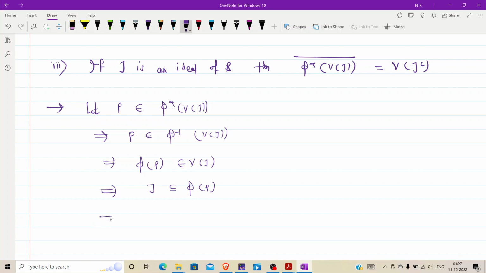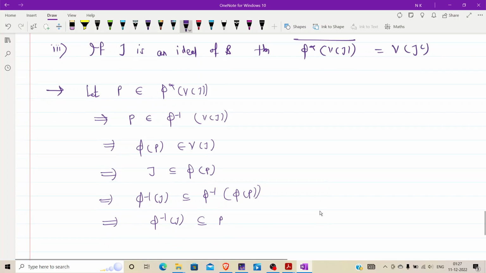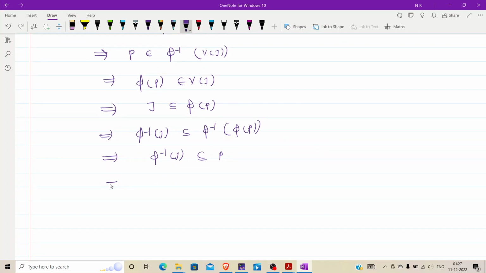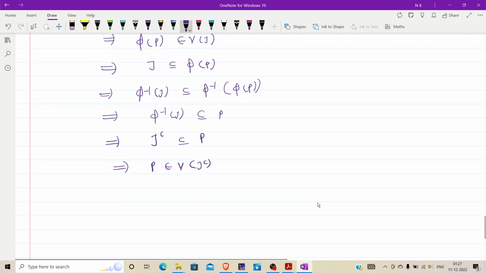Okay, so if we take inverse image on both sides, then phi inverse of J is contained in phi inverse of phi of P. So that means phi inverse of J is a subset of P. So what is phi inverse of J? Phi inverse of J is nothing but J contraction, that is contained in P. So J contraction is contained in P, that means P belongs to V of J contraction.